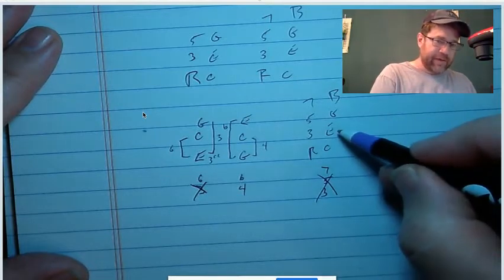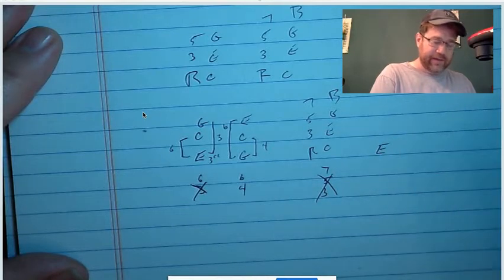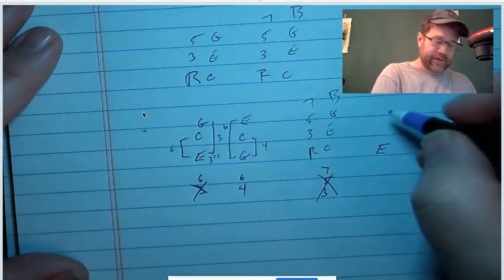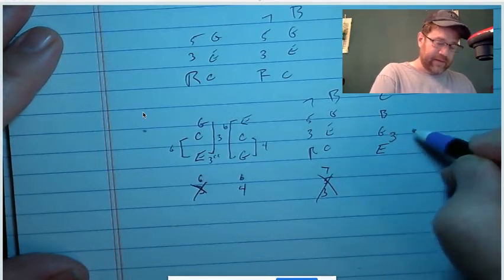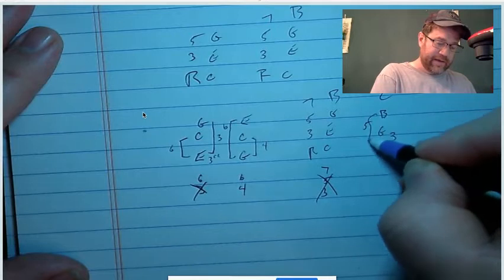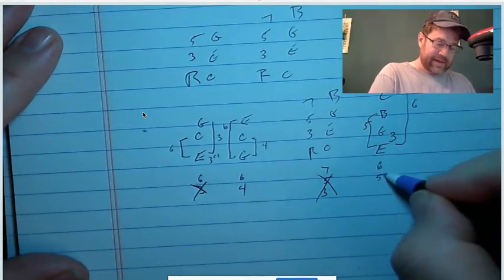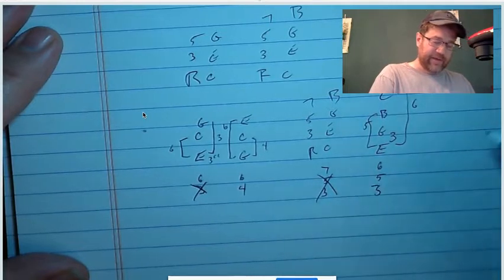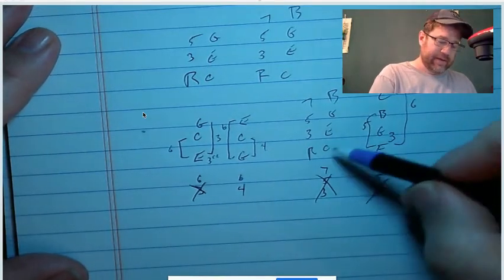If we put the third in the bass, we would have a first inversion seventh chord. So E, G, B, C. So that would be a third, a fifth, and then a sixth. So a 6, a 5, and a 3. But for figured bass, we drop the 3 and we just do a 6/5. So that's the root, third.